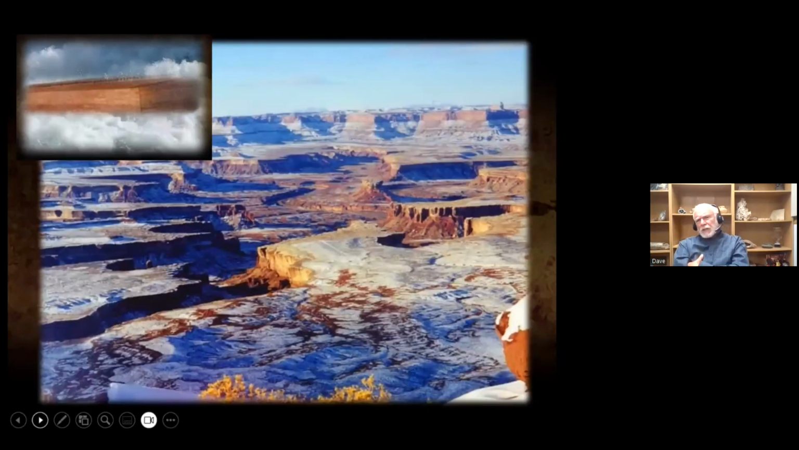You go not too far from Grand Junction, another place we like to take tour groups to, and we see evidence of catastrophic flooding clear across this whole area.